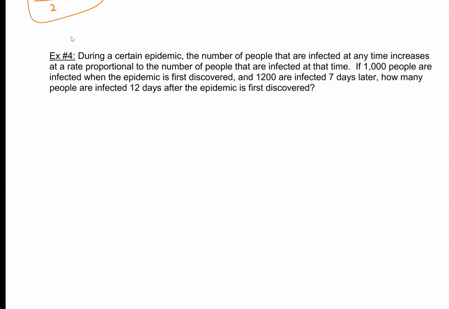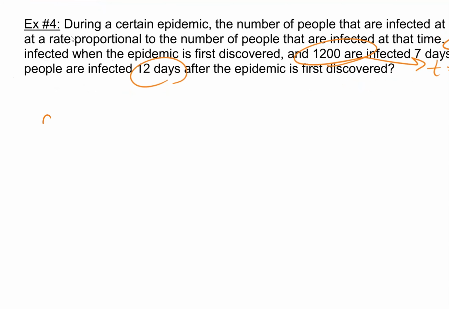All right, so 1,000 people, that's at time equals 0. 1,200, that's at time equals 7. So if we're at 12 days later, how many people are infected? Okay, so the rate of change, kP, all right, that's the rate at which they're being infected. Now you could use I, but personally I like using I for current.